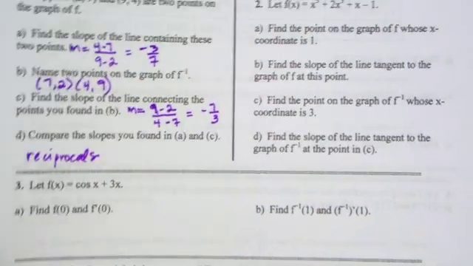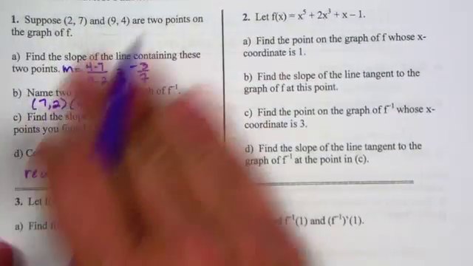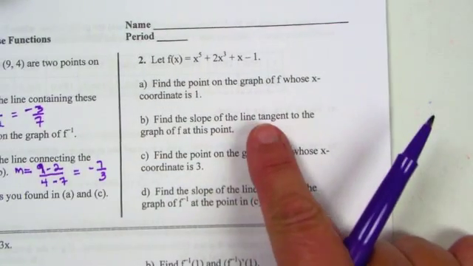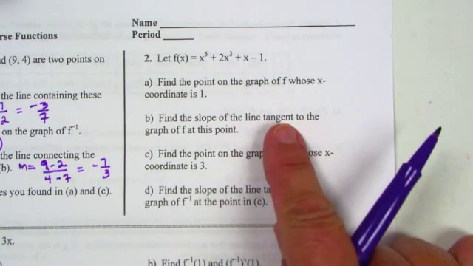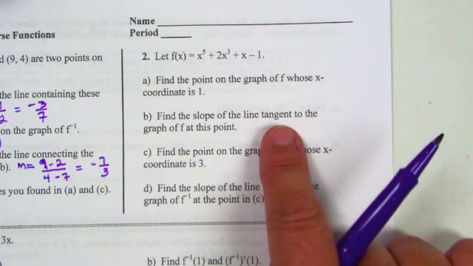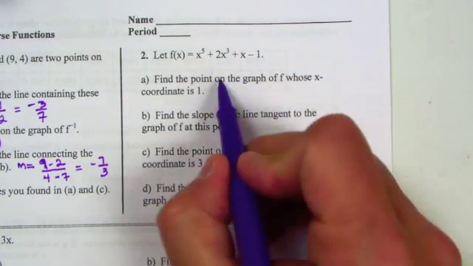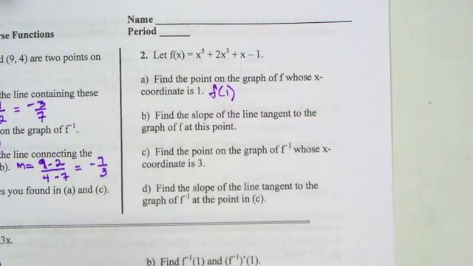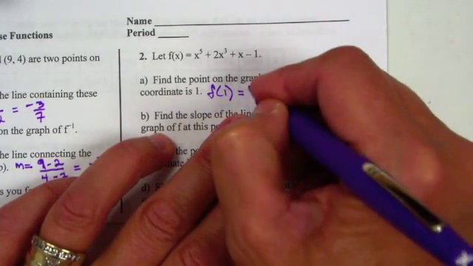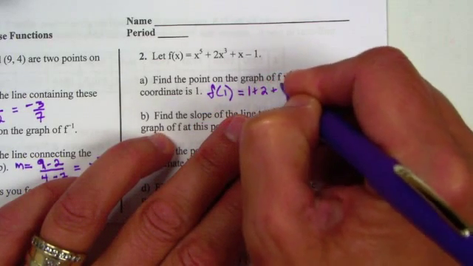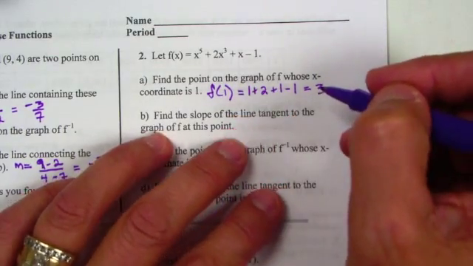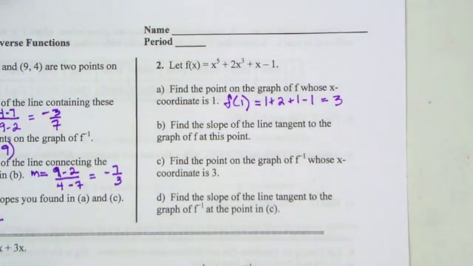Okay, let's go over here to 2. Everybody good here? Let f of x equal this. Find the point on the graph of f whose x-coordinate is 1. What does that mean to do? It means find f of 1, right? And f of 1 is 1 plus 2 plus 1 minus 1, which is 3.